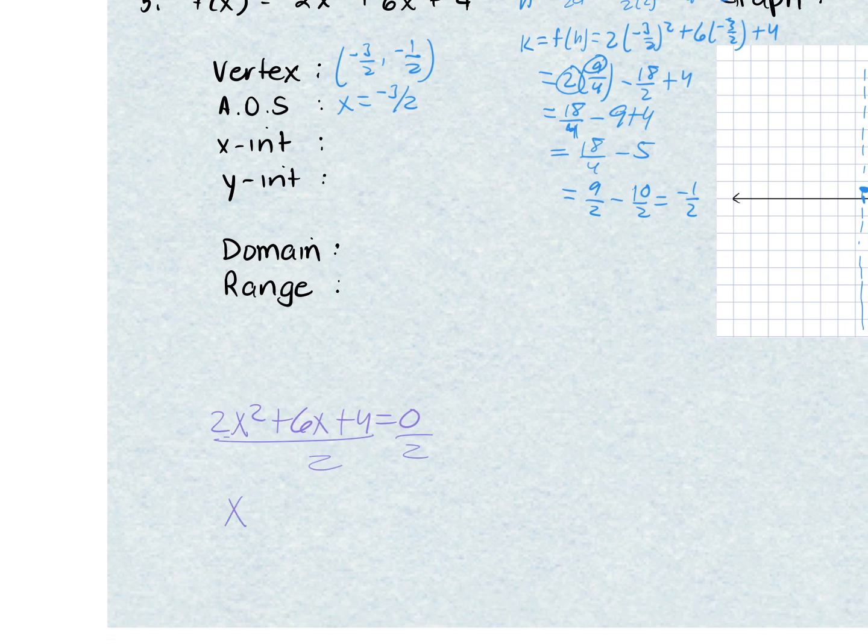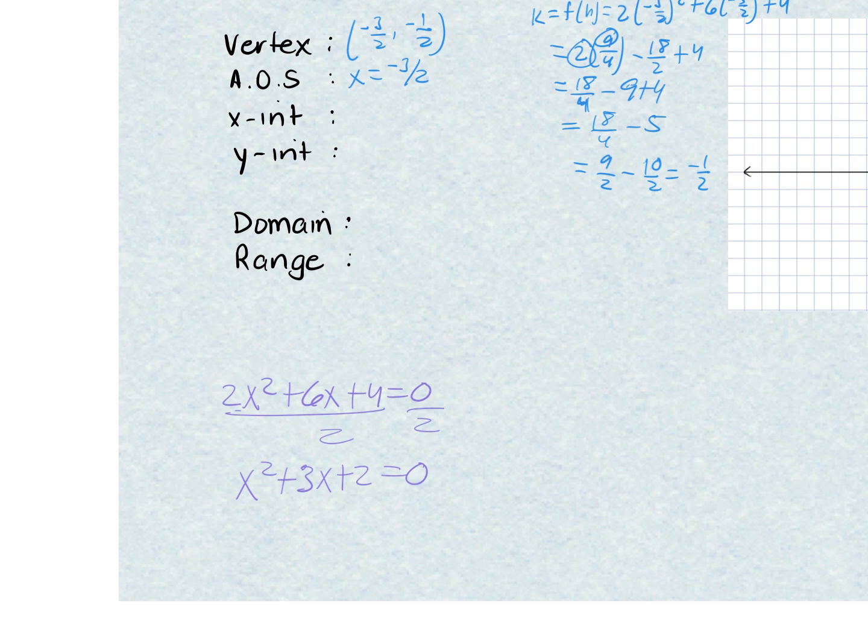All right, so that we get x squared plus 3x plus 2 equals 0. And now this, thankfully, is something that we can factor, right? So we're going to get something like x plus 2 times x plus 1 equals 0. And then we get x equals -2 and x equals -1.